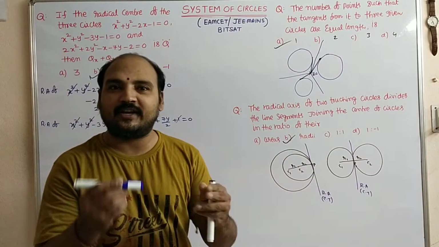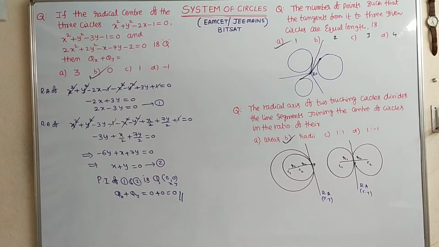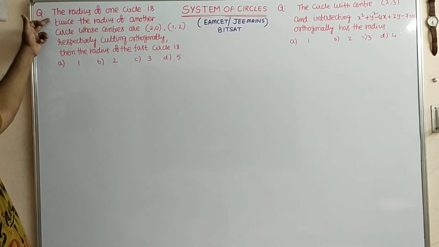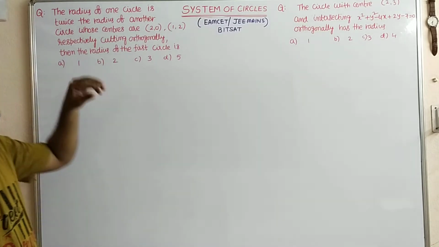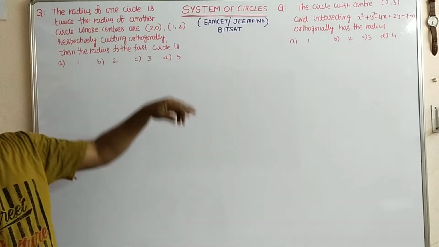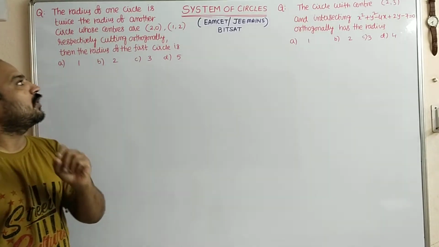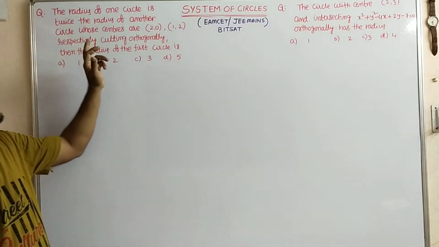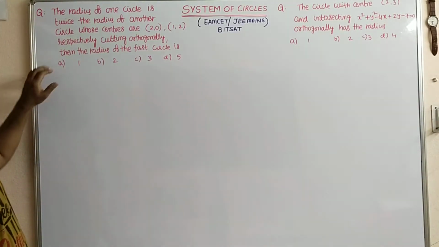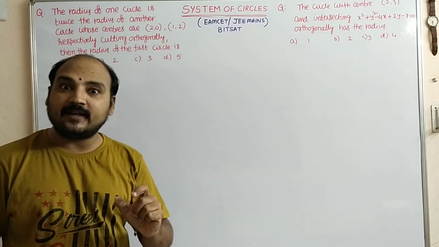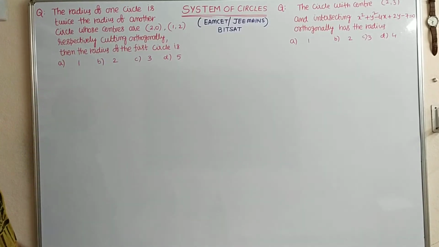We will move to the next question. The radius of one circle is twice the radius of another circle, whose centers are (2, 0) and (1, 2) respectively, cutting orthogonally. Then the radius of the first circle is, these are the options available.